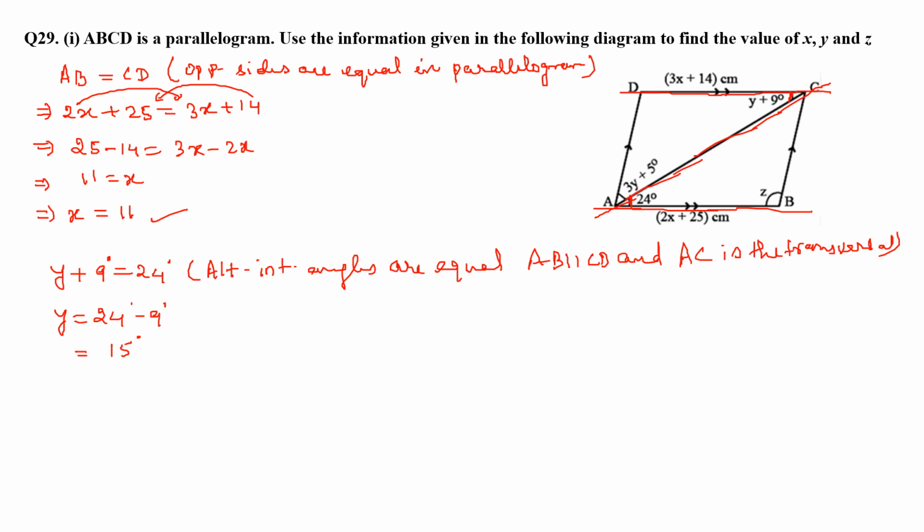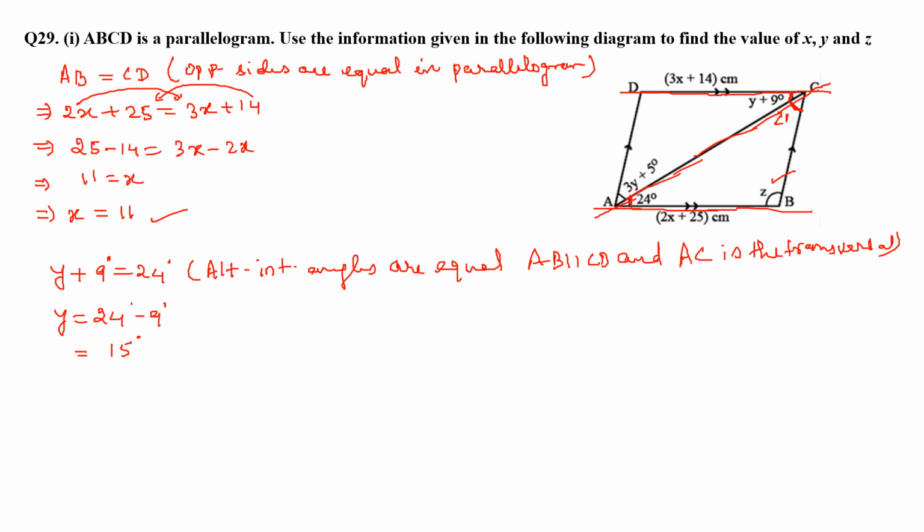Now you have to find the value of z. So to find the value of z, if I take triangle ABC, and I can use angle sum property and find the value of z. But I don't have this angle value. Okay, let me write this as angle 1. So angle 1 value I have to find.